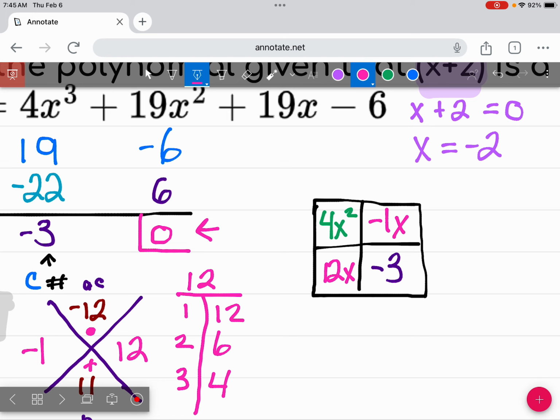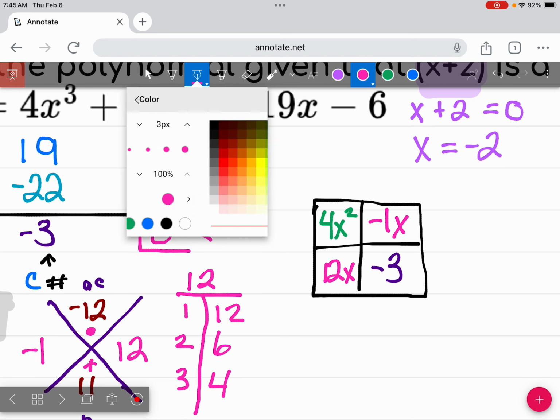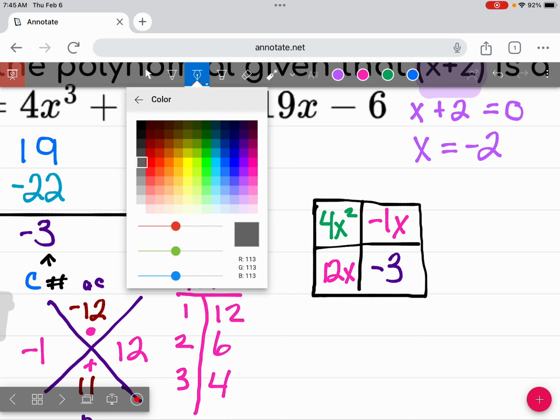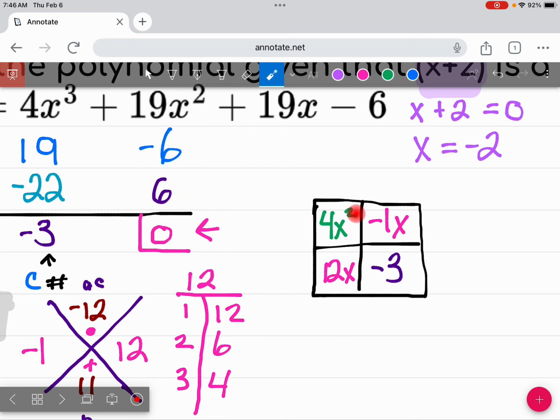So pulling our factors, columns and rows, we're going to get what in our first column? What's shared between 4x squared and 12x? 4. Mm-hmm. 4 and x. Good. What is shared between minus 1x and minus 3? Minus 1. Negative 1. Wait, how can you put 12x?